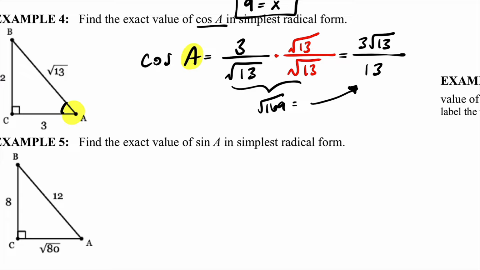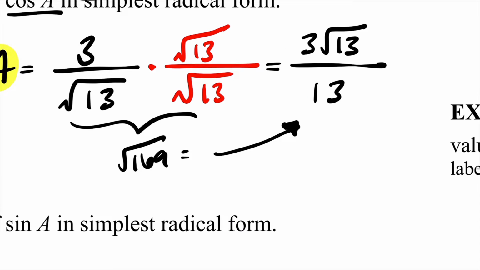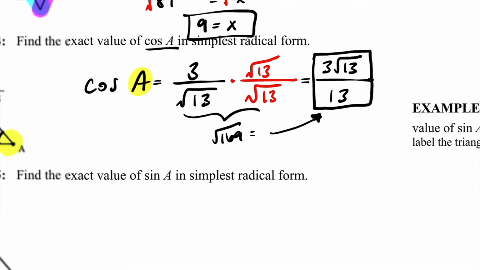Okay, so can I cancel out the 13s? I got a 13 on top and 13 on bottom. Can I cancel these guys out? No, because the bottom is a 13. The top, the square root of 13 is not 13. It's like 3.8 something. Okay? You can cancel out the 3 and the 13 if they had a GCF. But do 3 and 13 have a GCF? No, they don't. Besides 1, they don't have a GCF. So you're done.